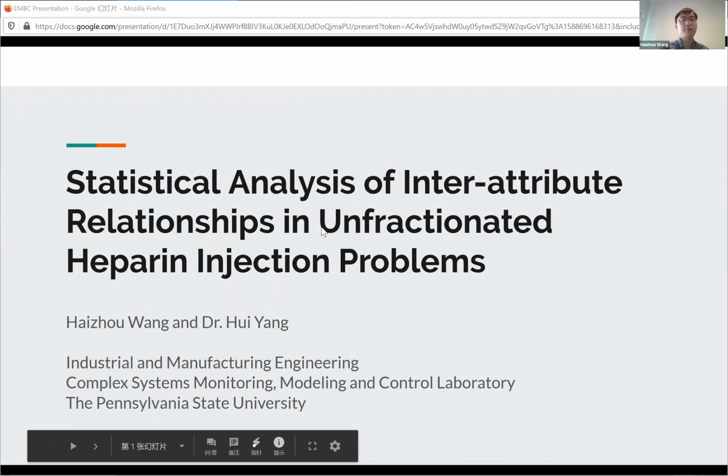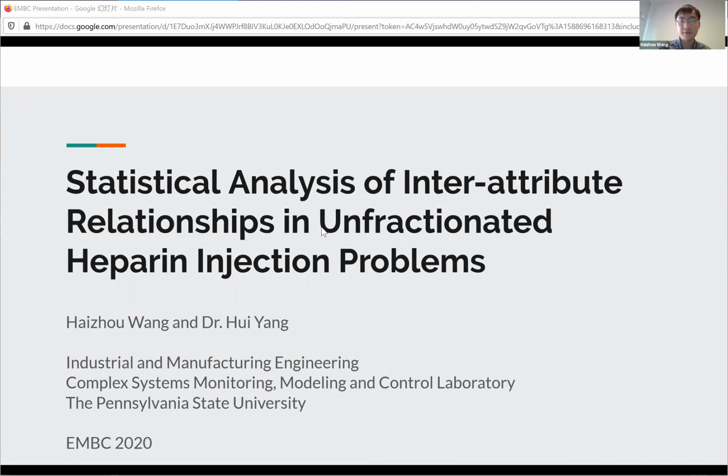My work is titled Statistical Analysis of Inter-Attributes Relationships in Unfractionated Heparin Injection Problems. And I finished this work with my advisor, Dr. Hui Yang, and we're from the Pennsylvania State University.